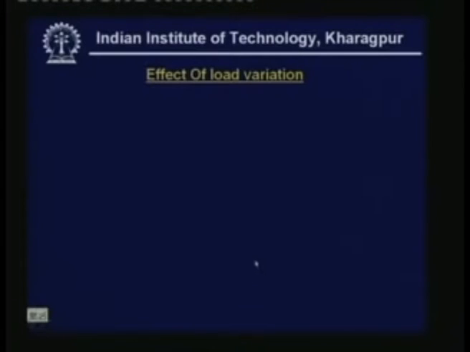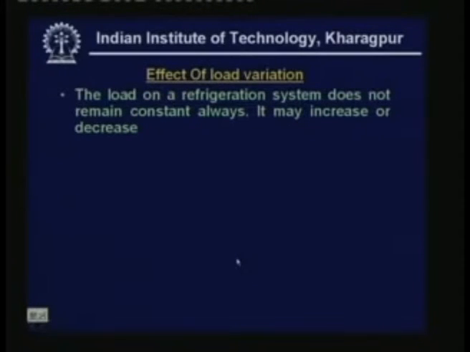Now let us look at the effect of load variation. The load on a refrigeration system does not remain constant always. This we have discussed before. The load may increase or decrease. So what happens when the load increases or decreases? First let us look at what happens when the refrigeration load increases.